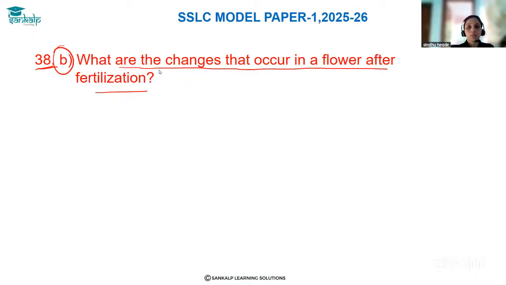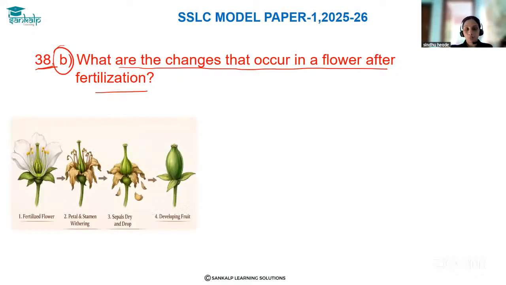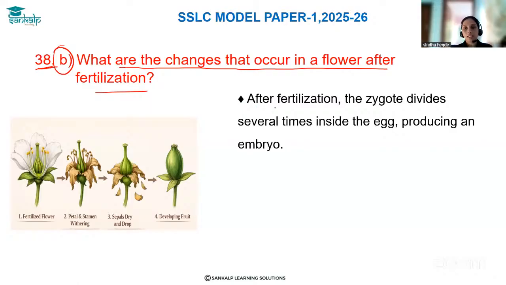That is the question. Once the fertilization takes place, there are many changes that take place in flowers. Let us see it step by step. Once the fertilization occurs, the zygote divides several times inside the egg, producing an embryo. Cell division takes place here inside the egg and it produces an embryo.